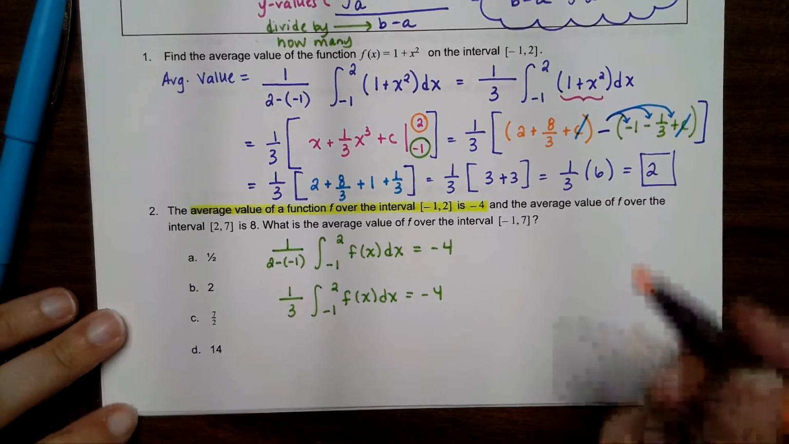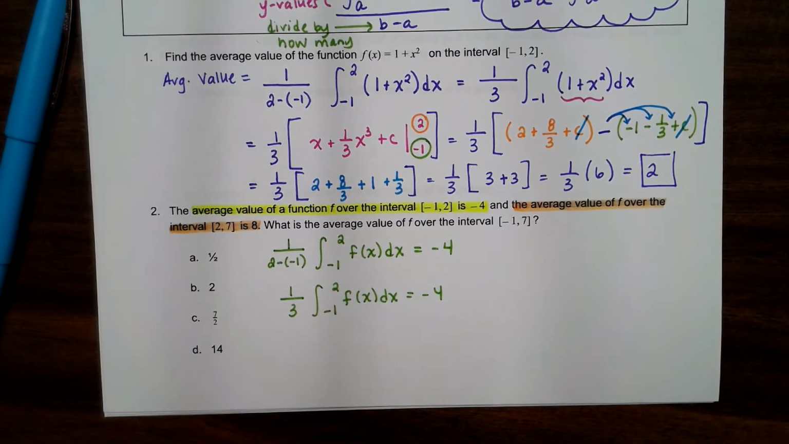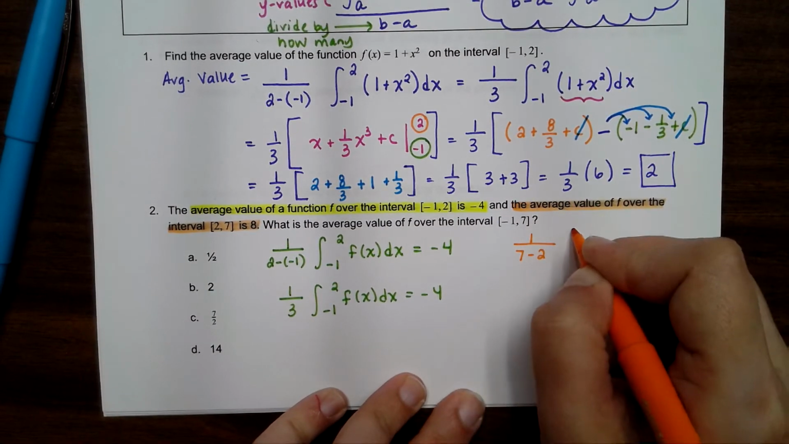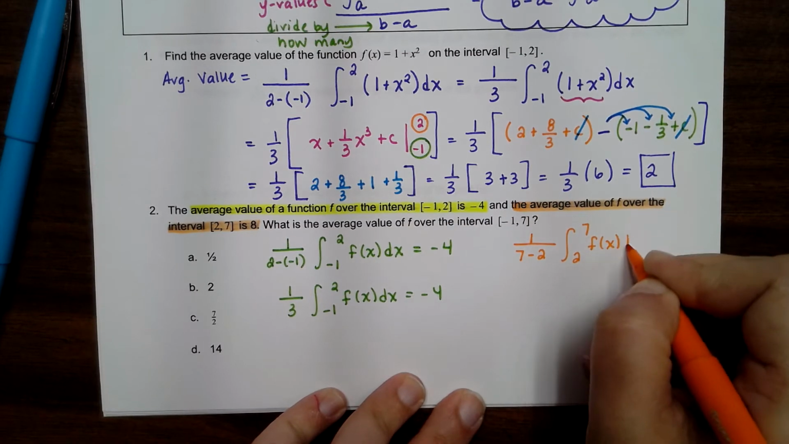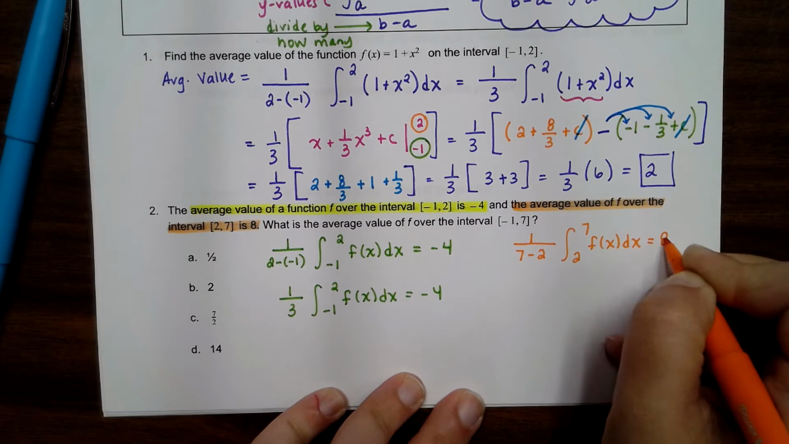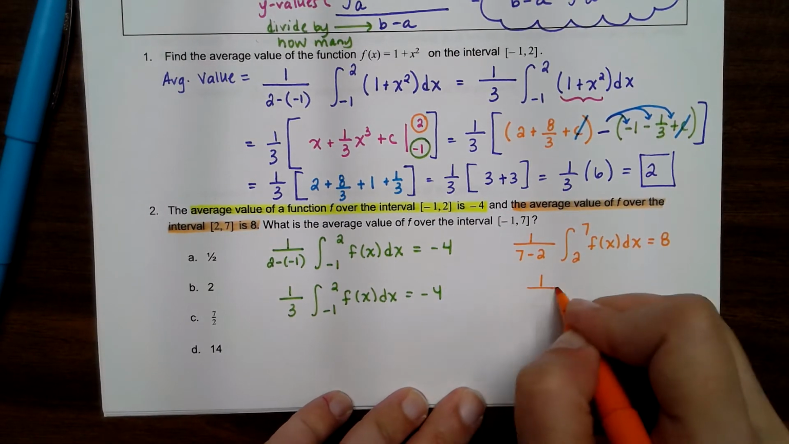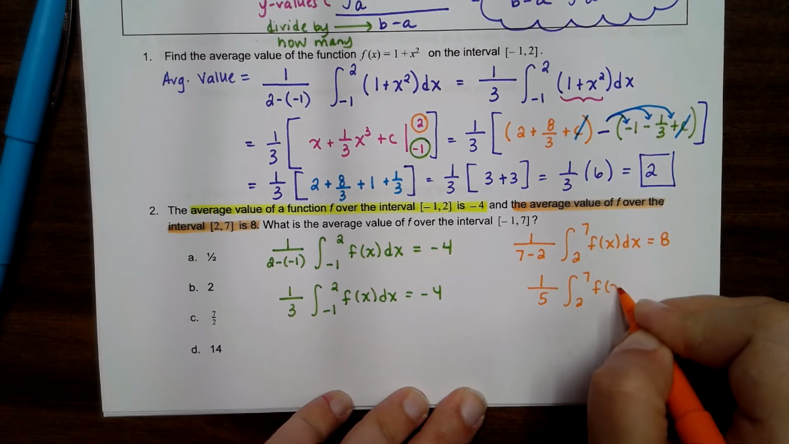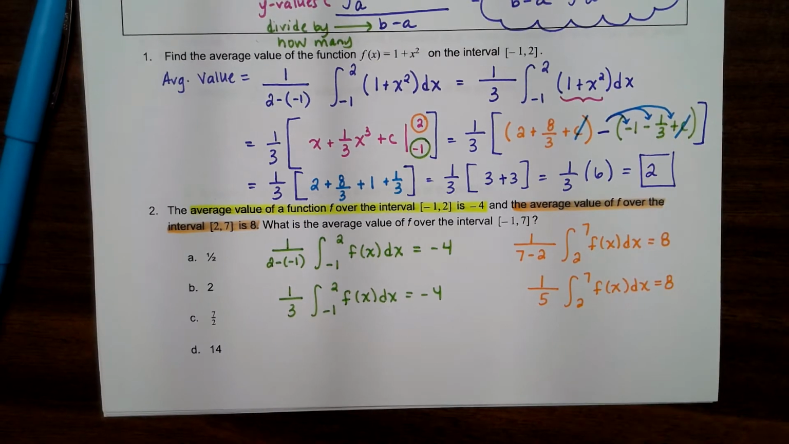The second part of the sentence is that the average value of f over the interval from 2 to 7 is 8. So I would say 1 over 7 minus 2 times the integral from 2 to 7 of f of x equals 8. So they're telling me the average value. This is the formula equals 8. So I would have 1/5 times the integral from 2 to 7 f of x dx equals 8. So that's what I know.